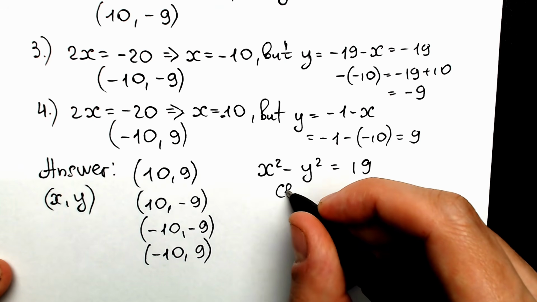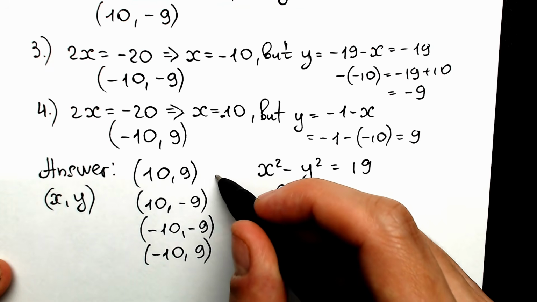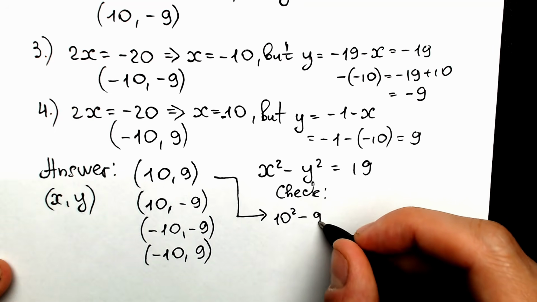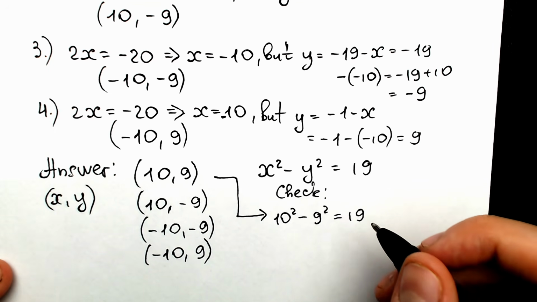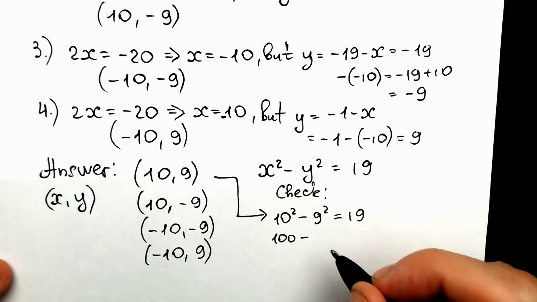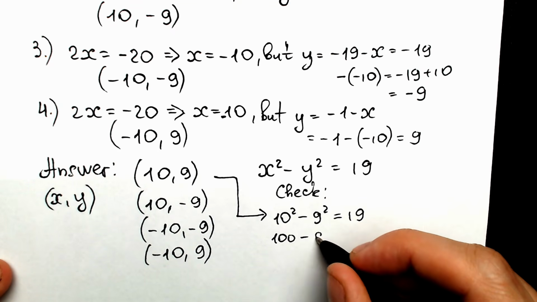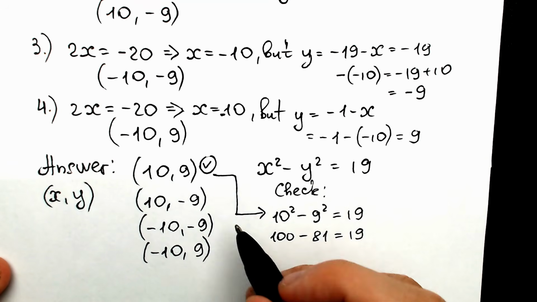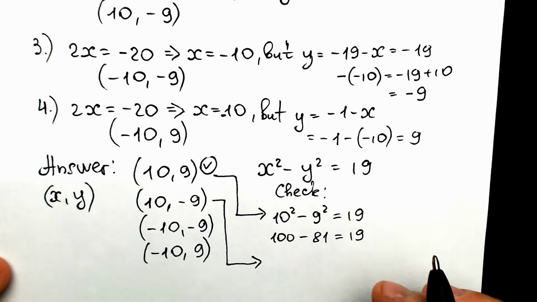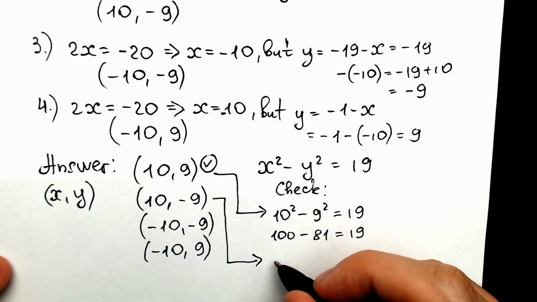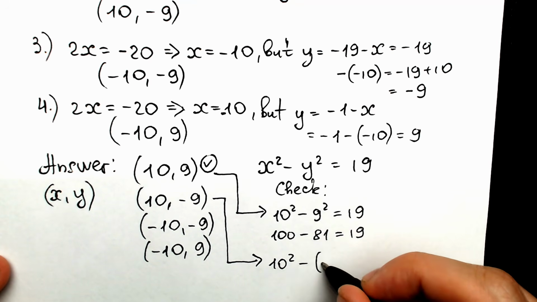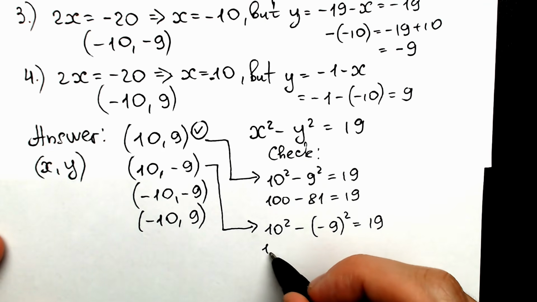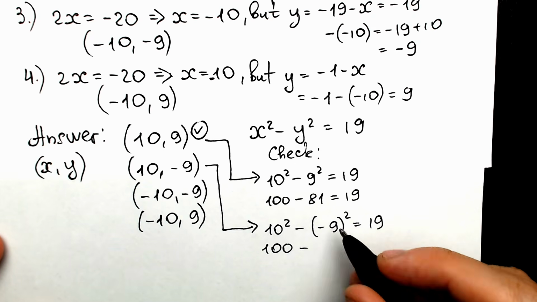So let's check. For example, let's check our 10 and 9. So we have 10 squared minus 9 squared equal to 19. And everything is great right here, because 10 squared equal to 100 minus 9 squared equal to 81. So we have 19. So this pair is good for us. What about this one? Let's check, for example, 10 and minus 9. So what do we have? 10 squared minus 9 squared equal to 19. 100 minus 9 squared equal to 81.